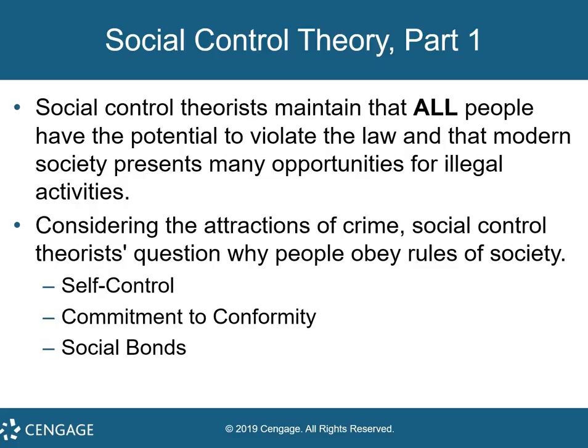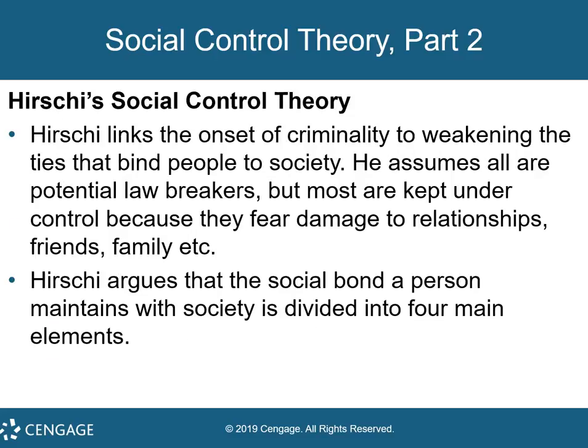The stronger people's commitment to the conventional institutions, individuals, and processes, the less likely they are to commit crime. If that commitment is absent, then there is little to lose and people are free to violate the law. So here we're talking about self-control, commitment to conformity, and social bonds. Now, Hirschi, and this isn't the chocolate, it's just how you pronounce his name, the version of social control theory articulated by Travis Hirschi in his influential 1969 book, Causes of Delinquency, is today the dominant version of control theory. And Hirschi links the onset of criminality to the weakening of the ties that bind people to society.